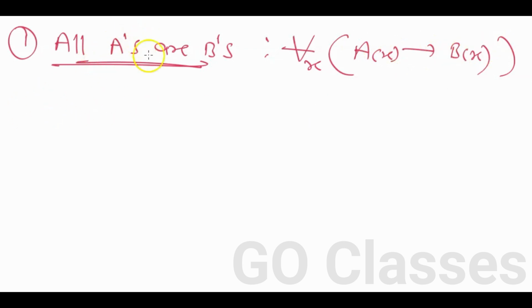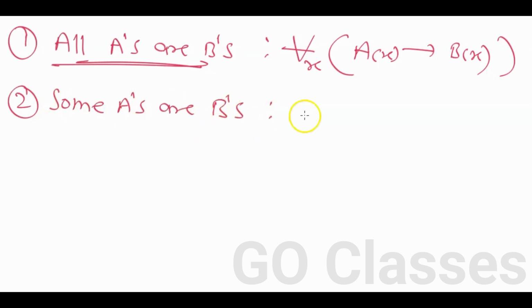Okay, for everyone we are saying that if it is A, then it is B. You can notice with the universal quantifier we are using implication. Second, some A's are B's. This is another important template. Some A's are B's means at least one A is B.